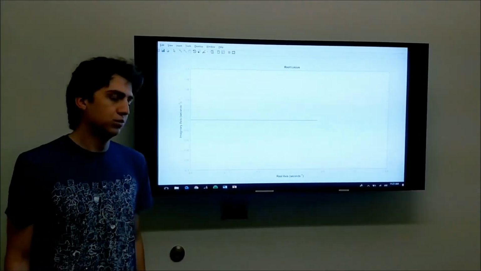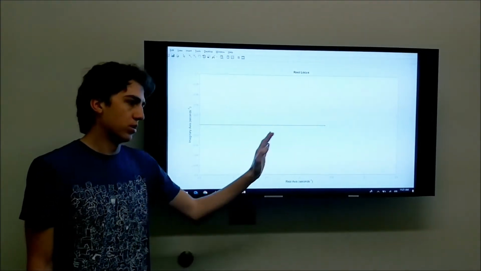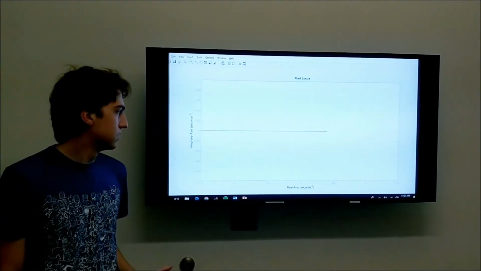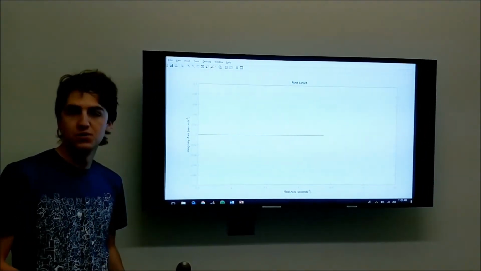Here's the root locus for our open loop transfer function. We only have one pole on our left-hand side, and by definition, since we don't have a right-hand pole, this is BIBO stable.